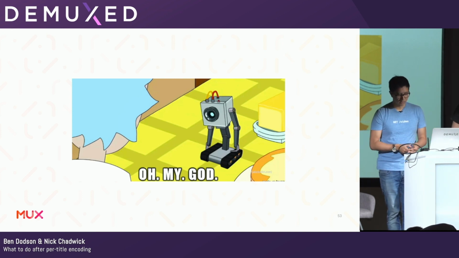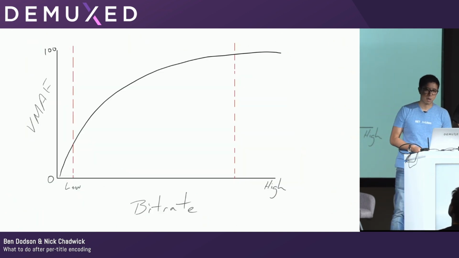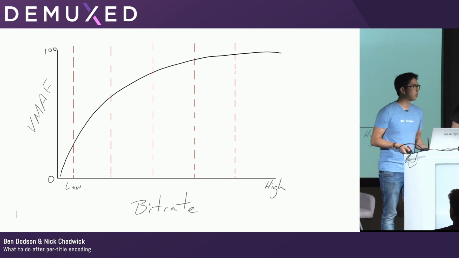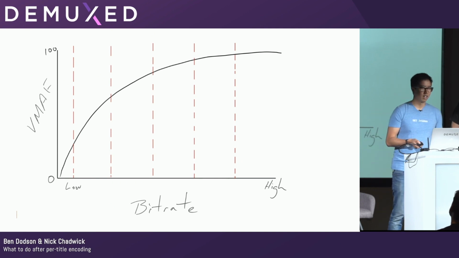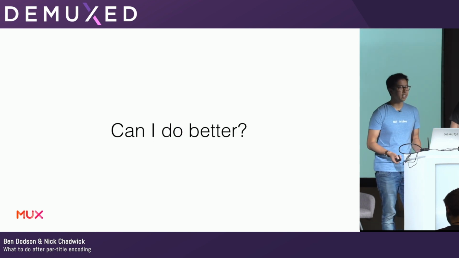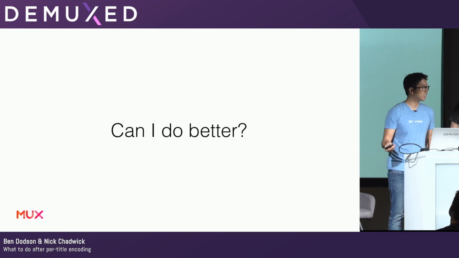So let's put aside reinforcement learning for the moment and see if we can't come up with another way of solving this problem. One of the things we can do is just divide up the sections equally, right? And this is OK. This is serviceable. It's like the PT Cruiser of bitrate selection, OK? And like with a PT Cruiser, it'll get you where you want to go. But at some point, you're going to ask yourself, can I do better? And the answer to both those questions is yes.